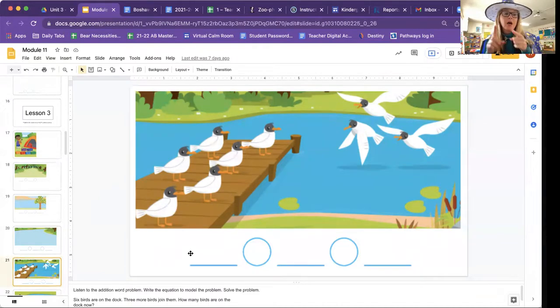Again, we're doing addition. I'm not going to write this out at all because I'm going to see if you can do it, right? 6 birds, ding, ding, ding, 6 birds were on the dock. 3 more, ding, ding, ding, join them. How many are there all together now? All right, I want you to pause the video while you write out that equation. Don't forget your addition and equal signs.